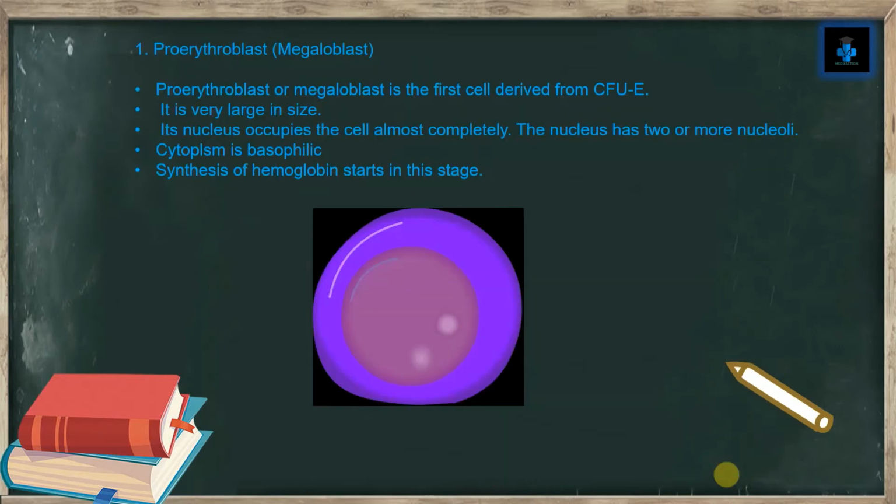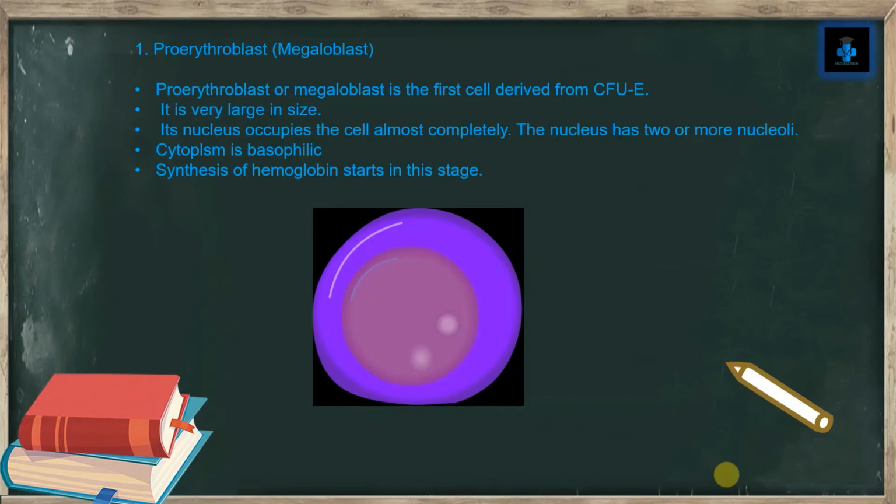Number 1, Proerythroblast. Proerythroblast or megaloblast is the first cell derived from CFUE, that is erythrocyte. It is very large in size with a diameter of about 20 microns. The nucleus is large and occupies the cell almost completely. The nucleus has 2 or more nucleoli. Proerythroblast does not contain hemoglobin. The cytoplasm is basophilic in nature.